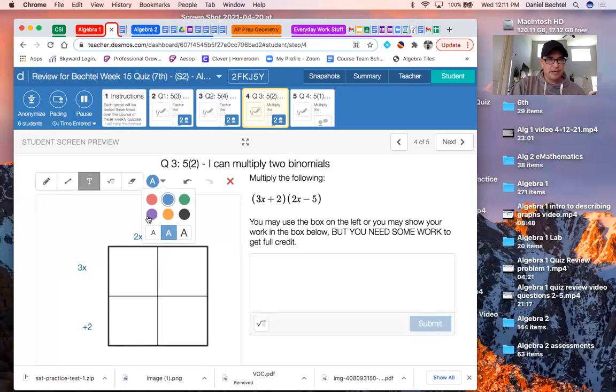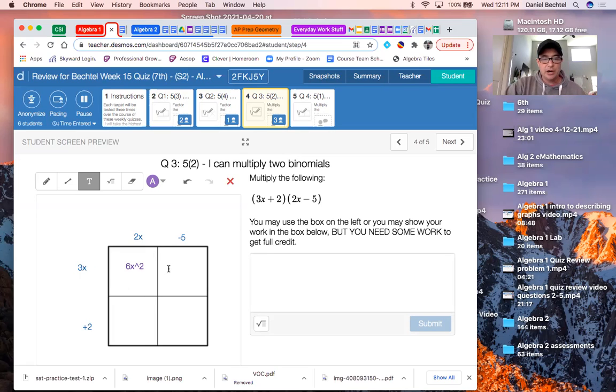Now I'm going to change my color for my results in here. We can sort of talk about them one at a time. So here for this one, we are taking the 3x, we're multiplying by the 2x. So first we multiply the numbers. 3 times 2 is going to be 6. And then x times x is going to give me x to the second power, or x squared. So that takes care of this one.